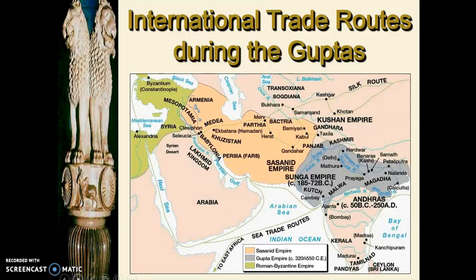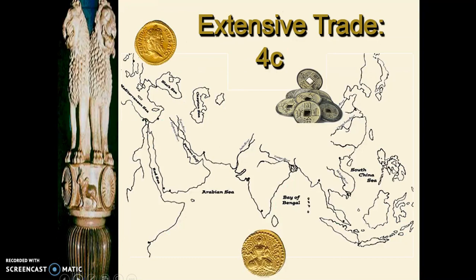Trade routes during the Guptas looked like this. Okay, remember we talked about the sea trade routes and the Silk Road. So you can put something down in your notes that during the Gupta Empire, the trade routes passing through made the empire very profitable. They had extensive trade between themselves and China, especially because they were so close to each other.